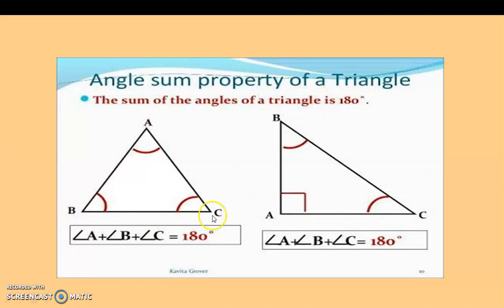So you can see this figure. This is a triangle. There are three angles, angle A, angle B, and angle C. The sum of these angles, angle A plus angle B plus angle C, is 180 degrees.